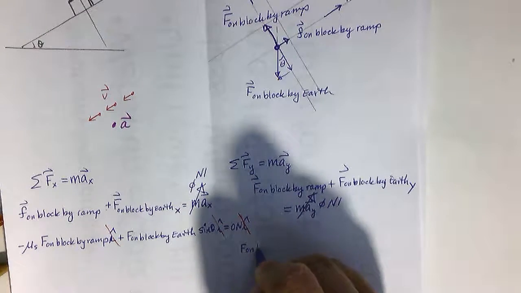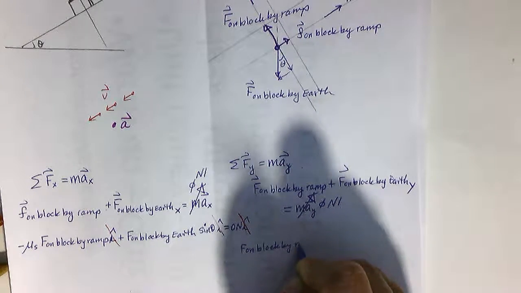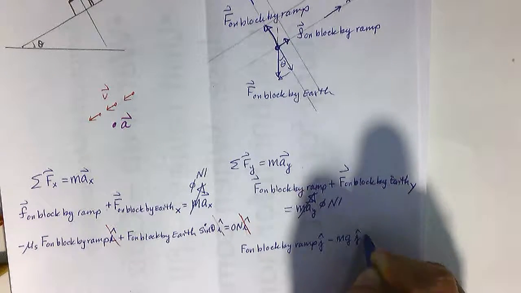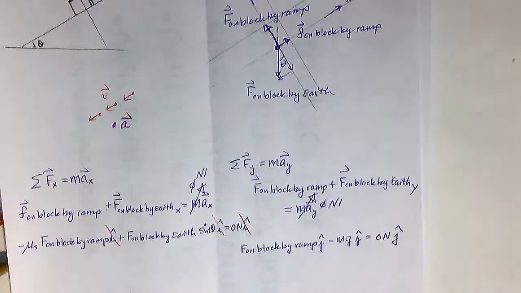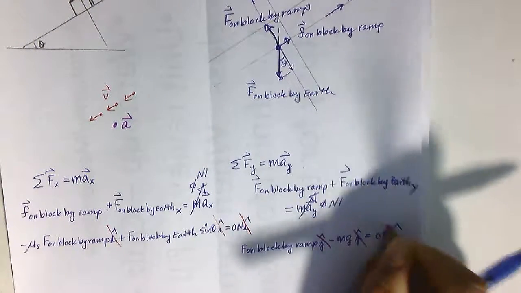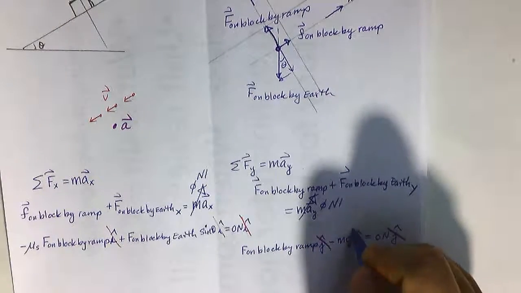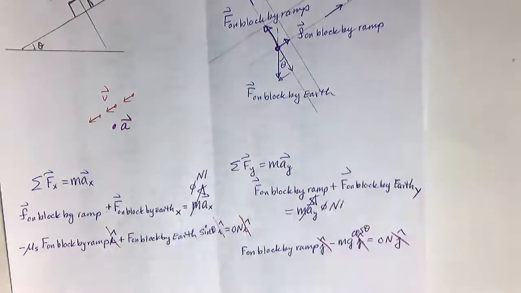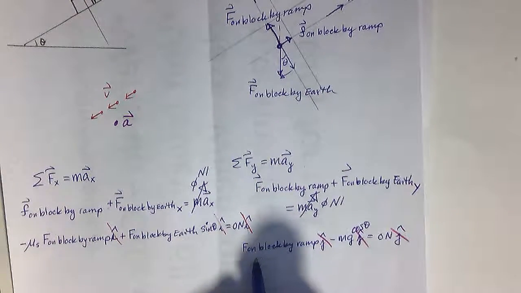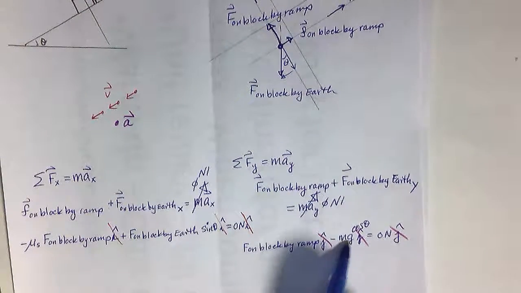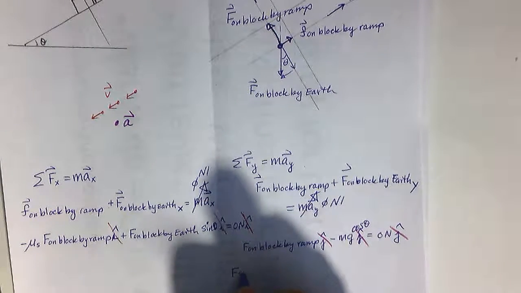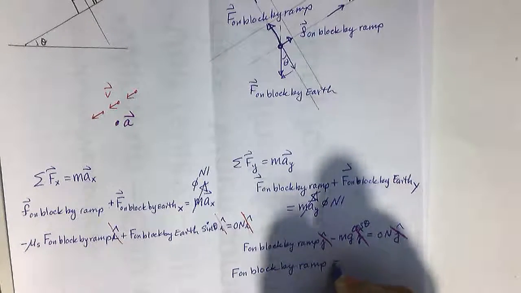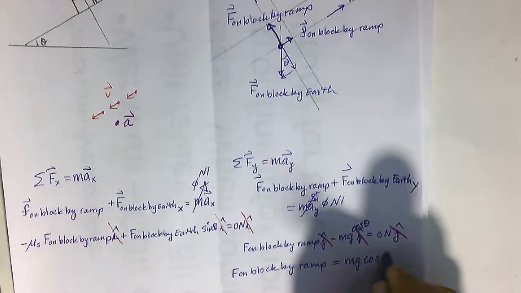I have force on block by ramp, j hat, minus mg j hat equals 0 newtons j hat. My j hats are going to cancel out. Oops, I'm sorry, cosine theta. Thank you, those of you that yelled out. I appreciate that. I got your psychic message. Okay, so it's mg cosine theta. So I have force on block by ramp is equal to mg cosine theta.